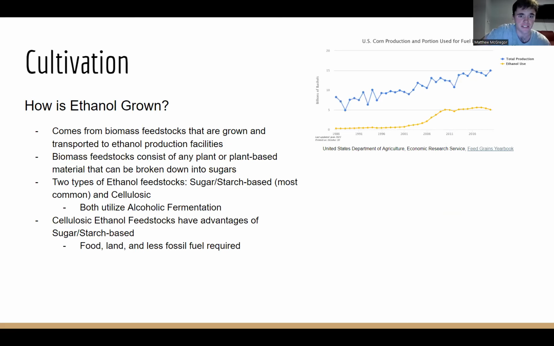Ethanol is grown from biomass feedstocks that are transported to ethanol production facilities to be transformed into liquid byproducts. There are two types of feedstocks. There's sugar and starch based, which is the most common. This is where you get corn and soybeans and stuff like that. There's also cellulosic ethanol feedstocks, which utilize plant residues and also wood residues. These have their advantages that we'll go over later, at least for cellulosic ethanol.